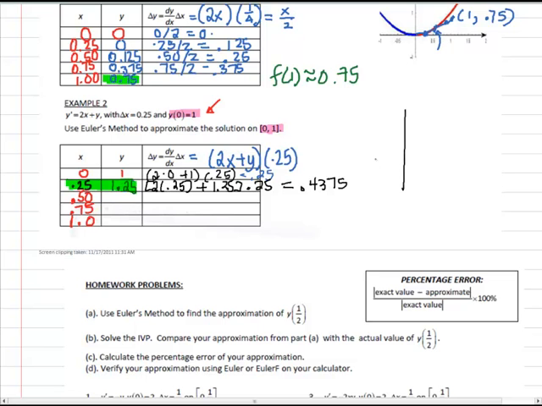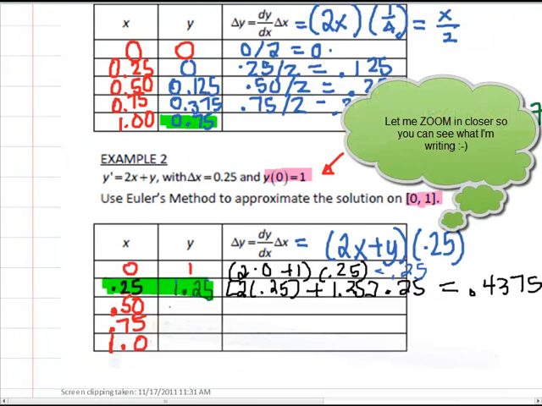And you know what? I'm going to go ahead and plot this a little bit here. 0, 1, that's my first point. My second point is going to be 0.25, 1.25, so it goes up a little bit. Then now I have 0.5, and I need to add 0.4375 to it. Okay, so this here was 1.6875.